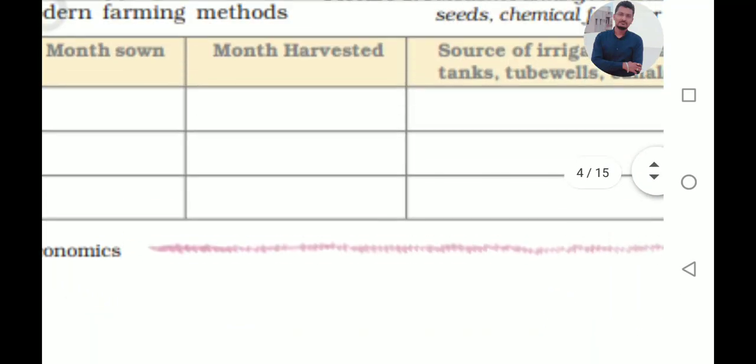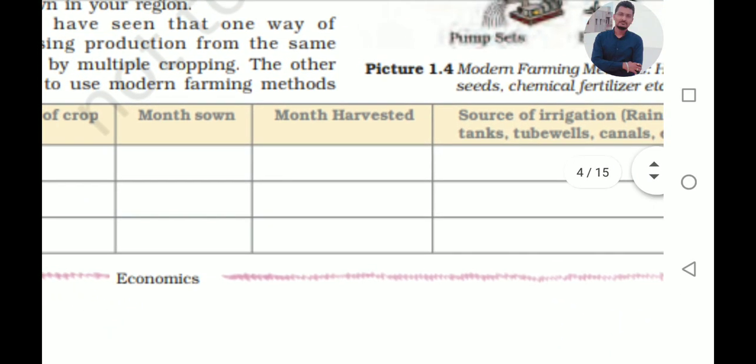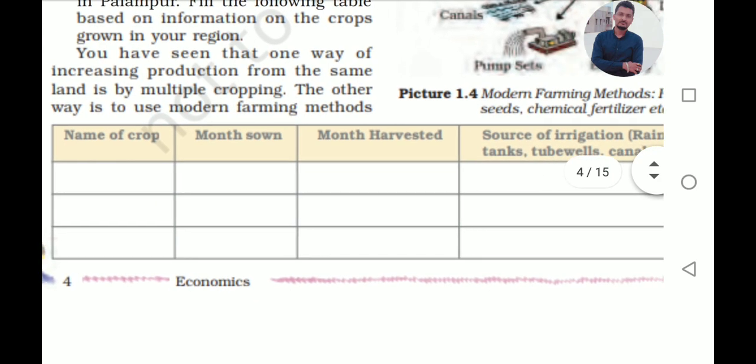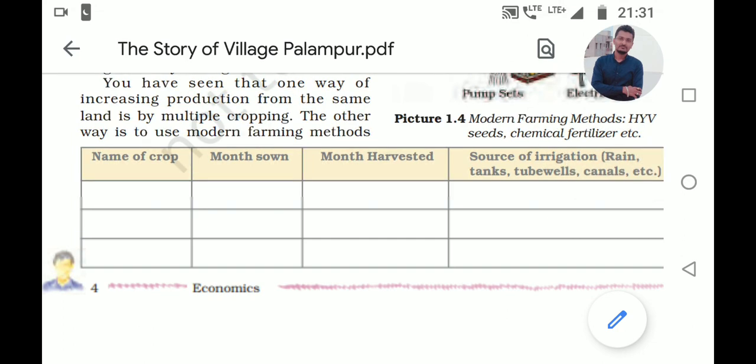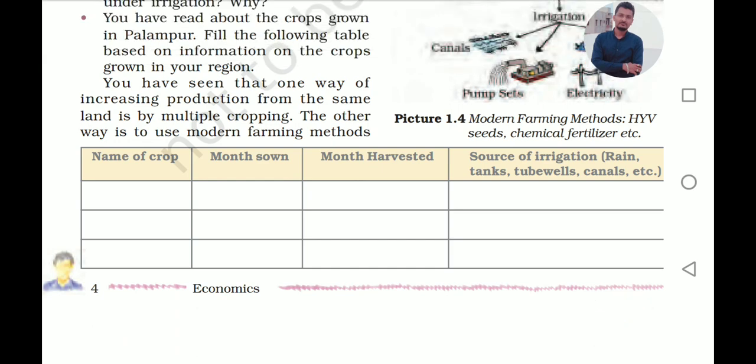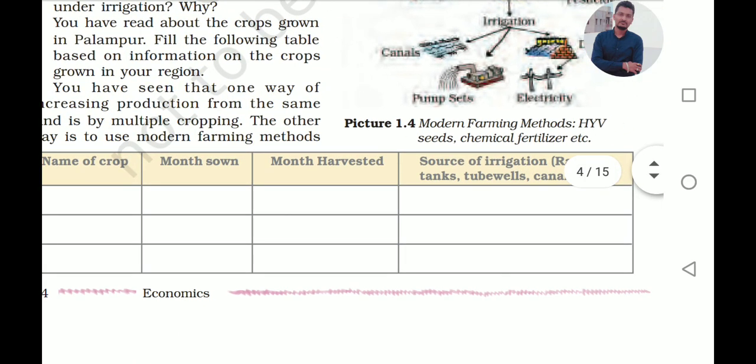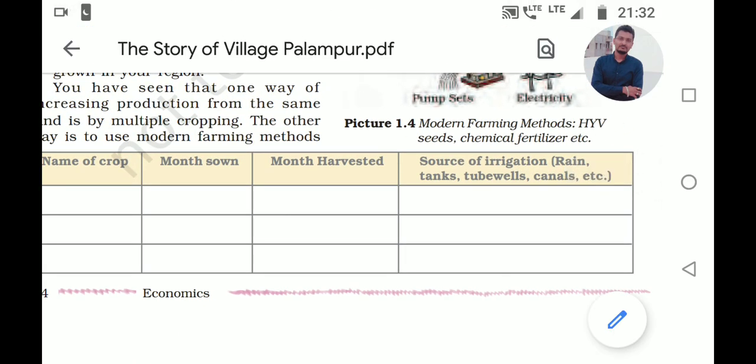Before the discussion, let us see the table. Here one blank table is there, and you need to fill it up. You can easily fill it up with the details we already discussed, like the name of the crop, any three crops like we discussed: potatoes, sugarcane, wheat. Then the month sown, and the month harvested, and the source of irrigation you need to mention here, like rain, tanks, tube wells, canals, etc.